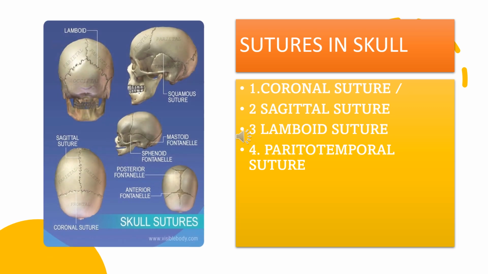There are four kinds of sutures in the skull. All of them are shown in the diagram given next to the notes. The first suture is coronal, then sagittal, lambdoid, and the parietotemporal suture.